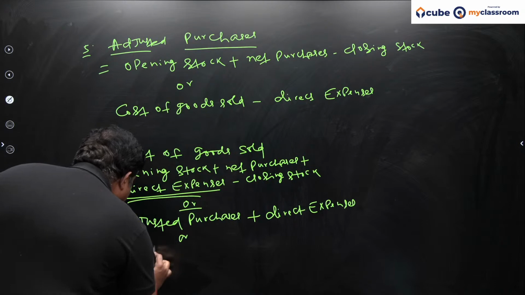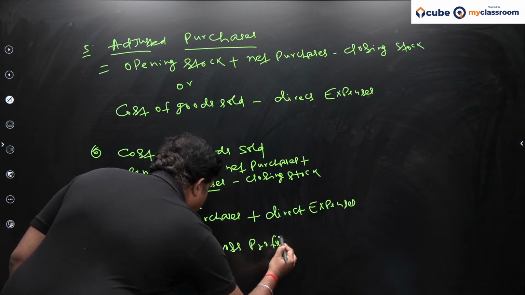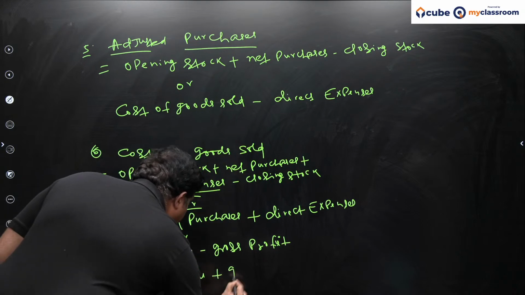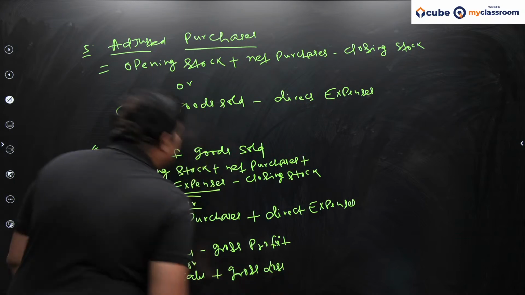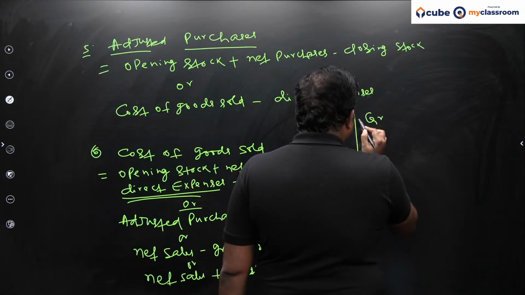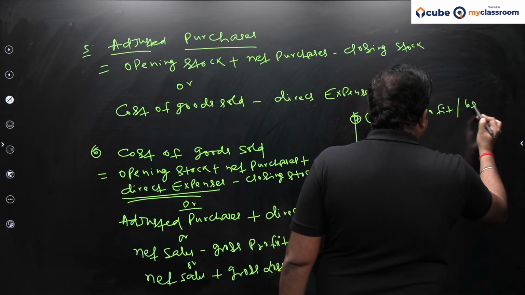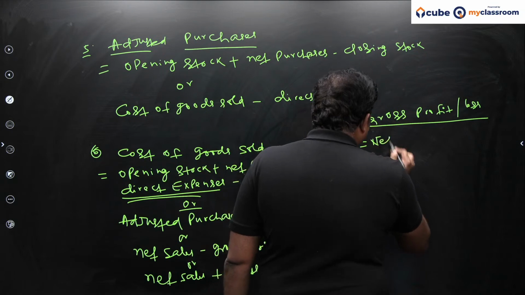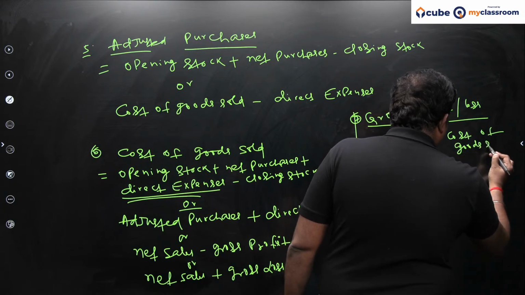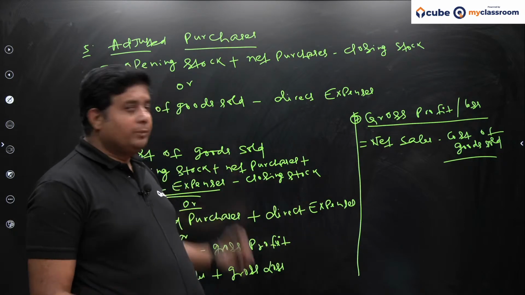Next, from the net sales, if you subtract the gross profit, that would be equal to cost of goods sold. Or I can say, if there is a gross loss, add the gross loss to net sales and you'll come to know the cost of goods sold. And the last formula is the calculation of gross profit or loss. The formula is net sales minus cost of goods sold, and while calculating this, if the answer comes in positive, then there is a gross profit, and if the answer comes in negative, then there would be a gross loss.